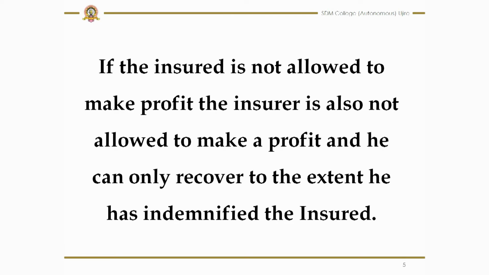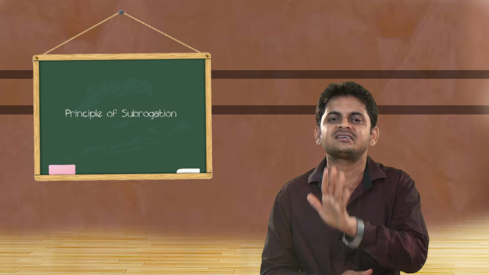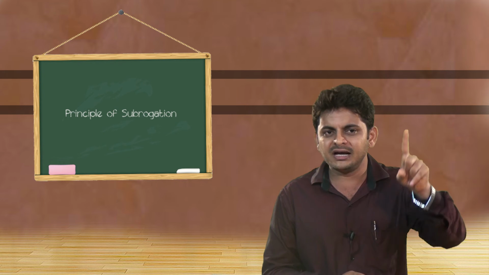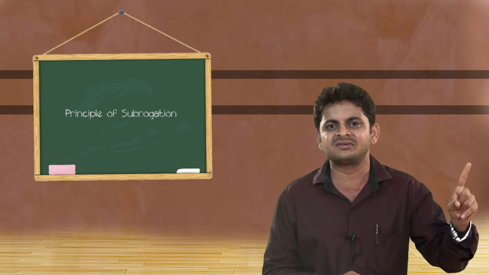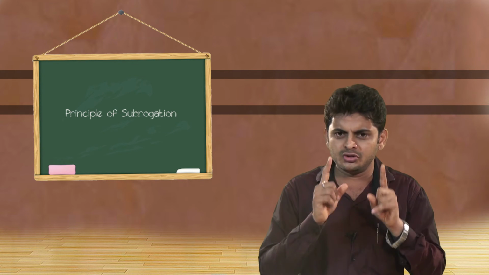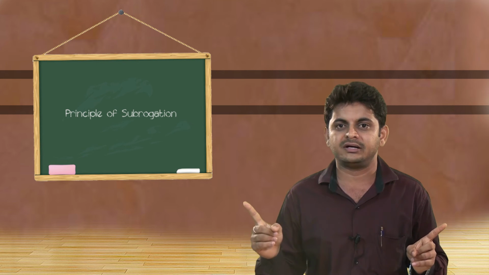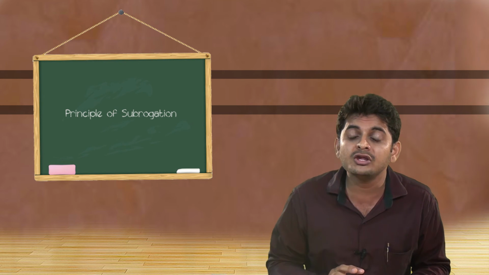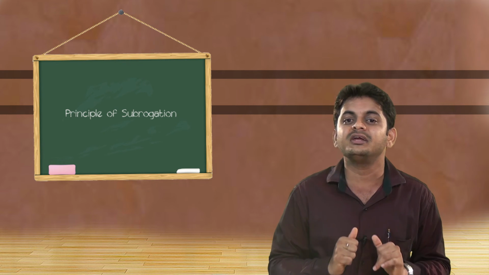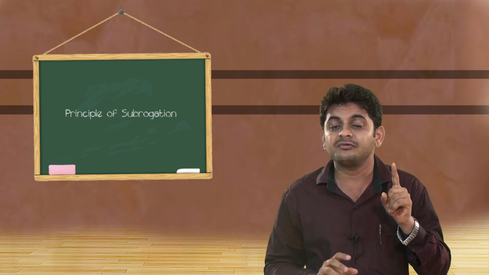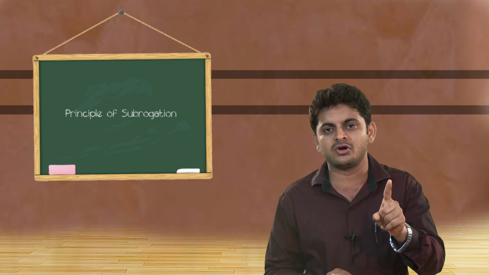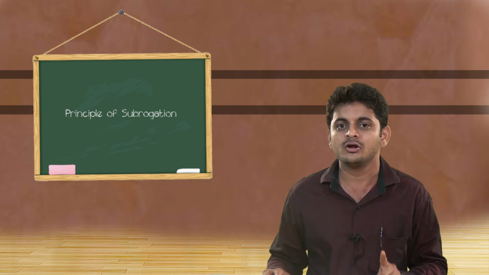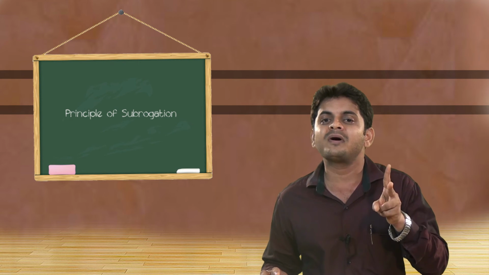For example, the insurance company has compensated 3 lakh rupees to insured X, and if there is a chance to recover that compensated amount from Y, a third party, in that case the insurance company can recover only 3 lakh, not more than that. If there is any provision to recover more than that, it should be repaid to the insured. The insurance company cannot retain it. So if the insured is not able to make any profit from the insurance contract, the insurance company also is not allowed to make any profit. This principle is applicable to both parties of the insurance contract.